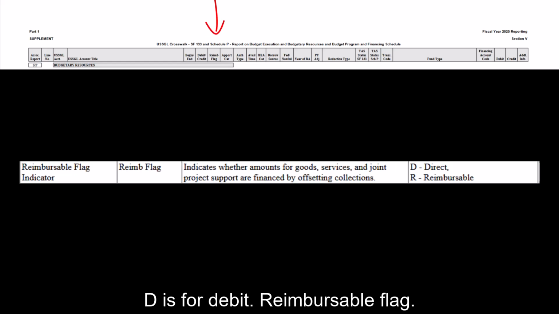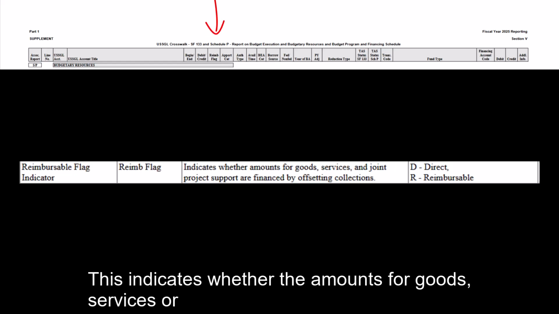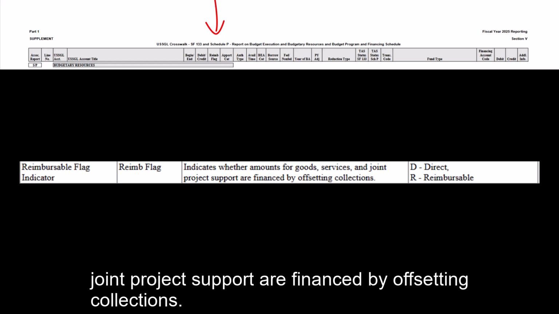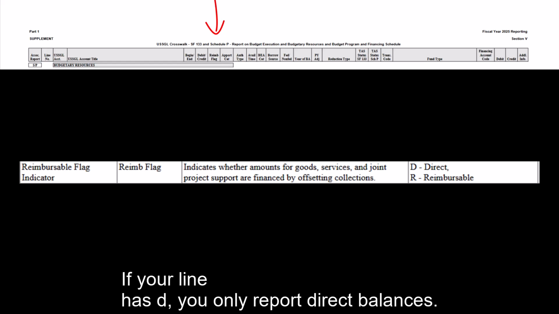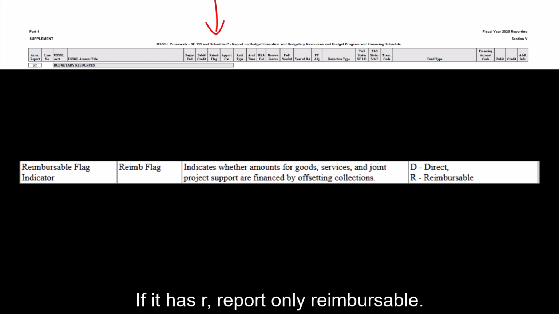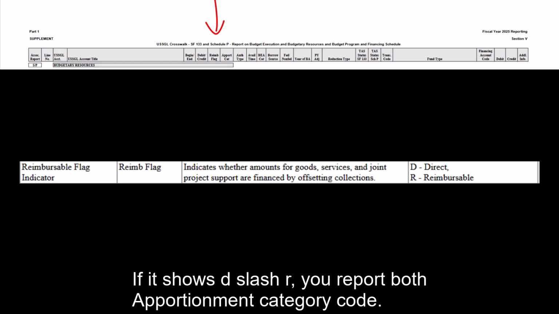Reimbursable flag. This indicates whether the amounts for goods, services, or joint project support are financed by offsetting collections. D means direct, R means reimbursable. If your line has D, you only report direct balances. If it has R, report only reimbursable. If it shows D/R, you report both.